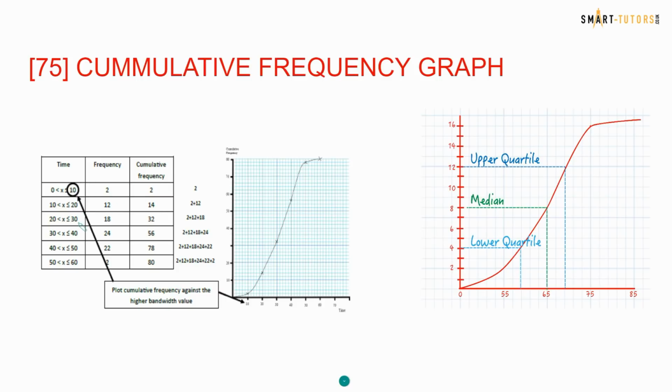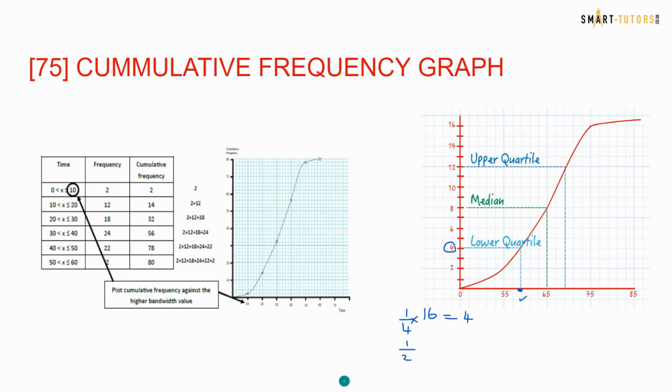14, 30, what is the value? 32, 40, 56, 50, 78, 60, 80. That is the cumulative frequency. In the cumulative frequency, if you do the quarter, so the total in this question is 16 people, a quarter of 16 people is 4. So 4 comes as a, here, this is the value.